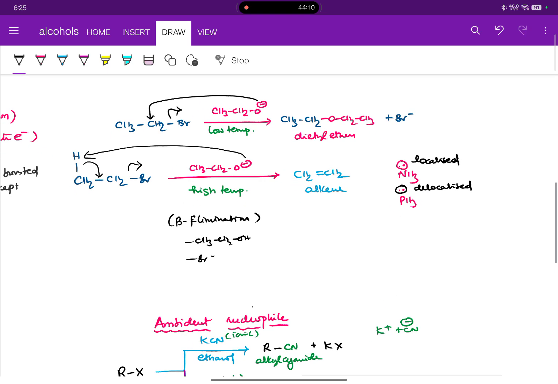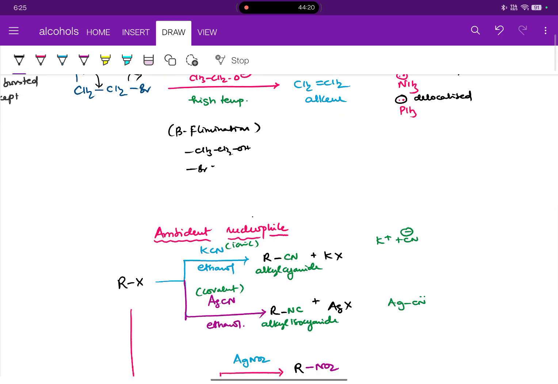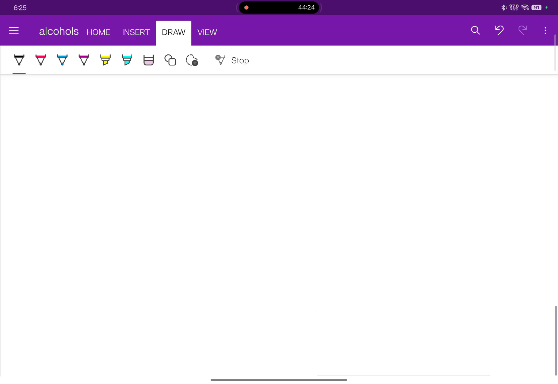So am I making sense? Now you understood. We are done with substrate, and we are done with nucleophile. Now shall we go for the next factor? What is the next factor? Leaving group.